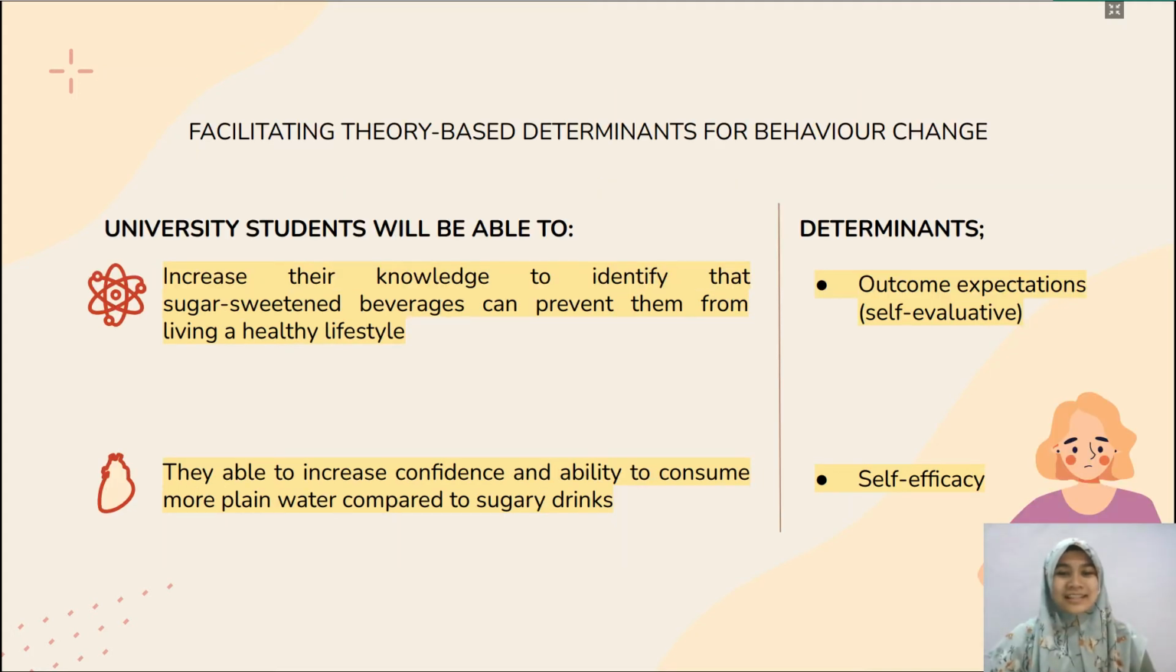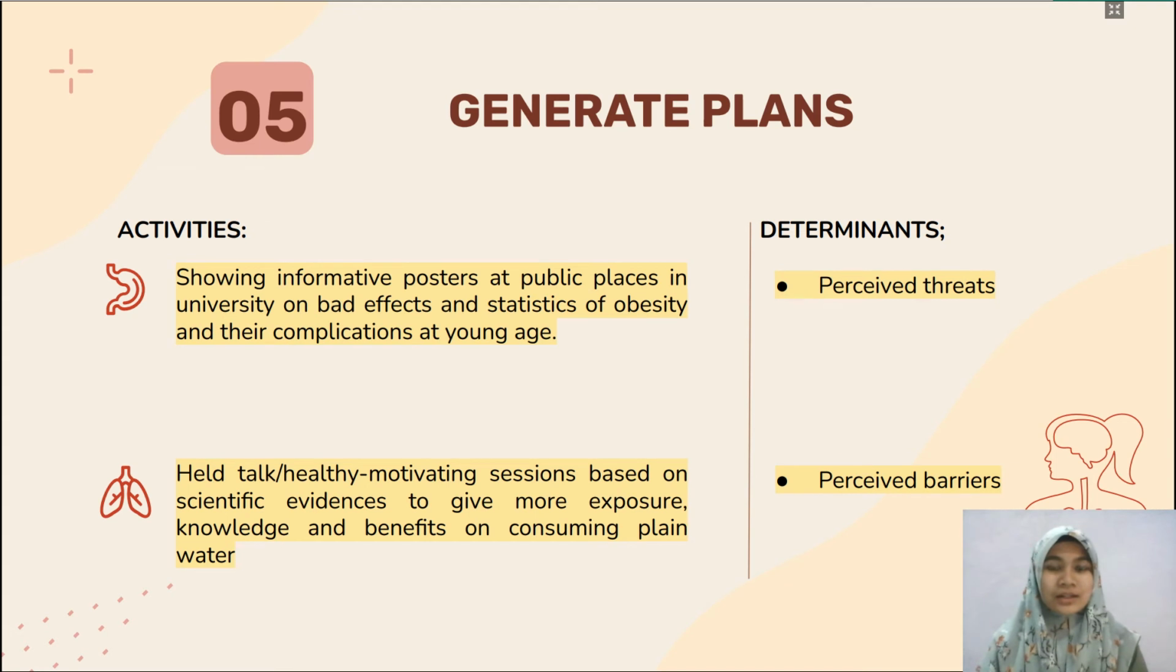Okay, for the facilitating theory-based determinants, we have two: outcome expectation and self-efficacy. Outcome expectation, the university student will be able to increase their knowledge to identify that sugar sweetened beverages are very harmful and can prevent themselves from living a healthy lifestyle. Number two, self-efficacy. The university students will be able to boost their confidence to consume more plain water compared to sugary drinks.